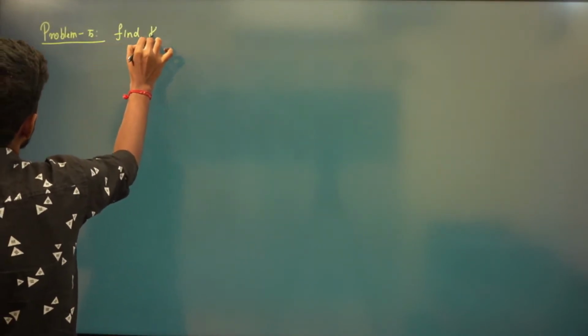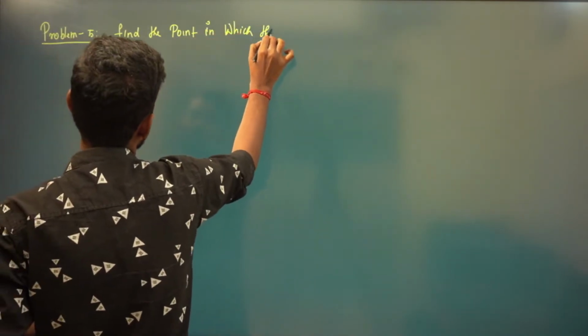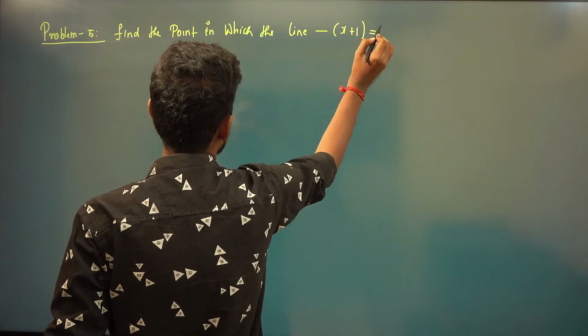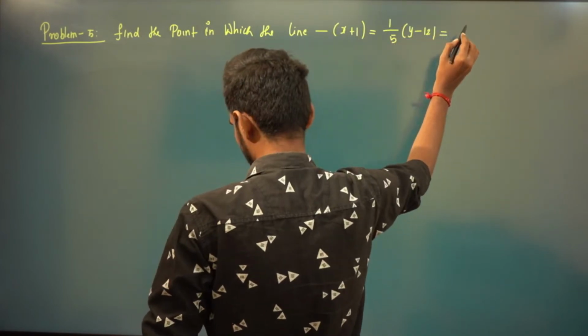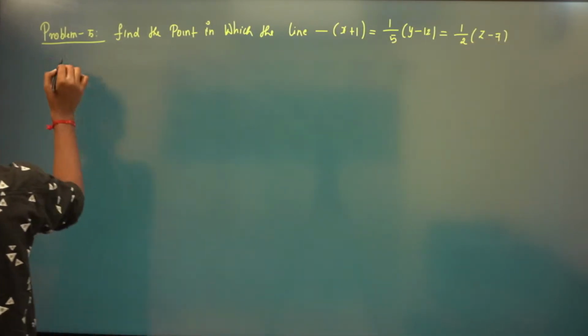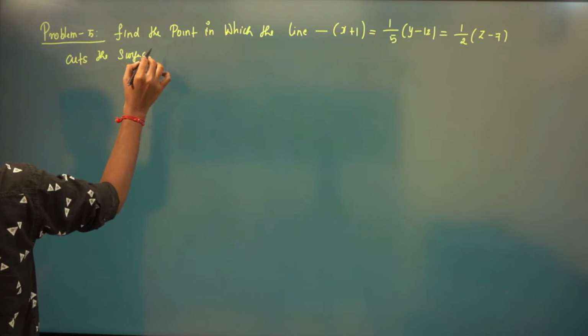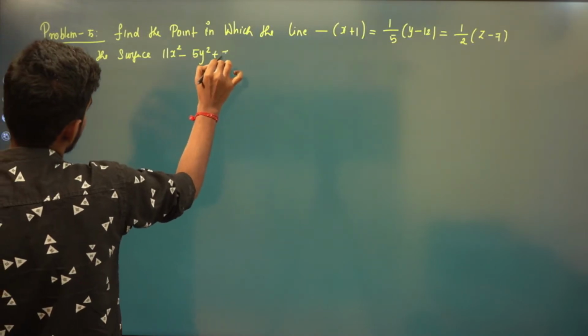Problem number 5. Find the point in which the line minus of x plus 1 is equal to 1 by 5 y minus 12 is equal to 1 by 2 z minus 7 cuts the surface 11x square minus 5y square plus z square is equal to 0.